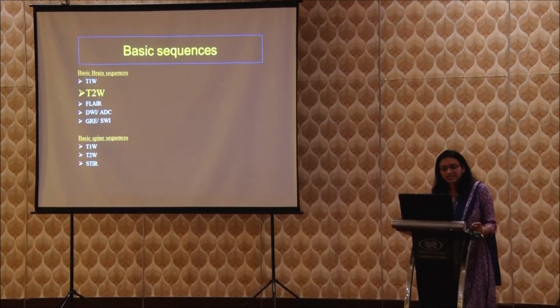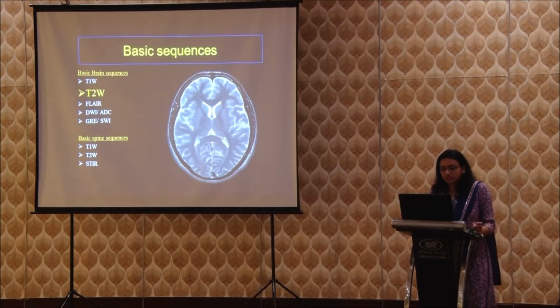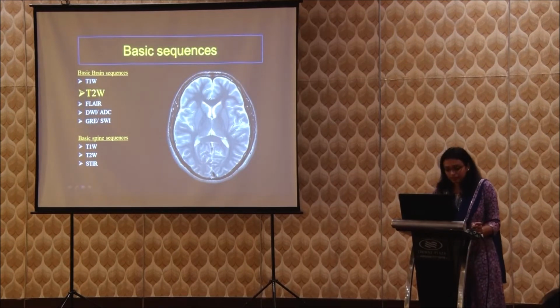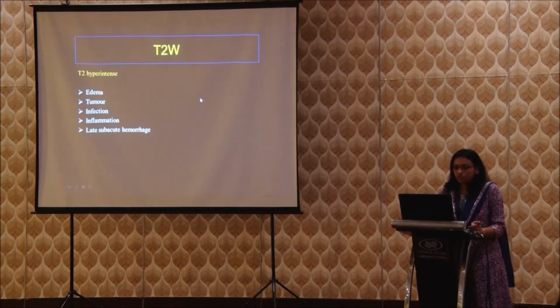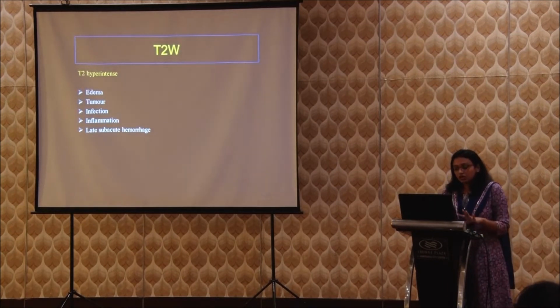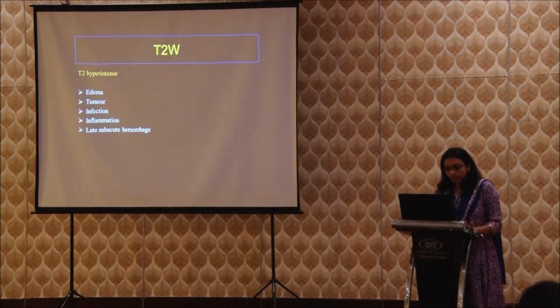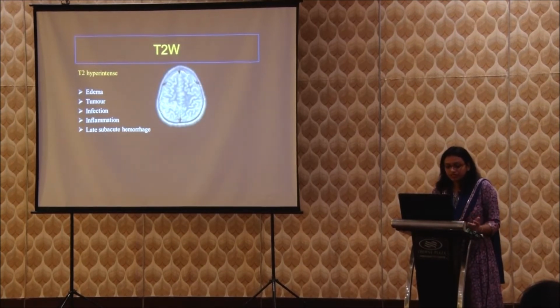So the next basic sequence is T2. T2 is identified where the CSF is hyperintense and the gray matter is hyperintense as compared to the white matter. White matter appears slightly darker on T2 images. So normally most of the abnormal structures are all hyperintense on T2, which includes edema, tumor, infection.